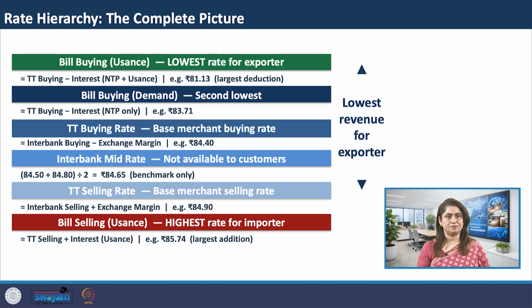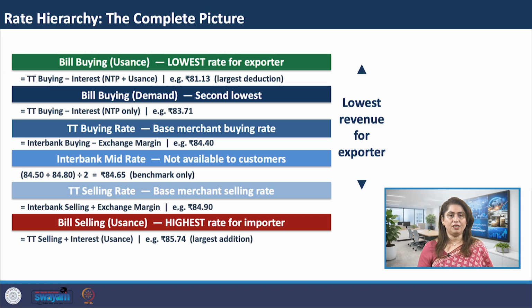Starting from the bottom, bill buying usance is lowest. This is TT buying minus both NTP interest and usance interest. The exporter gets the least in this scenario. Then let's talk about bill buying demand. This is TT buying minus NTP interest only. The next is the TT buying rate, which is the base buying rate for the exporter. Then we have the interbank mid rate, which is not available to the customers. It only acts as a benchmark.